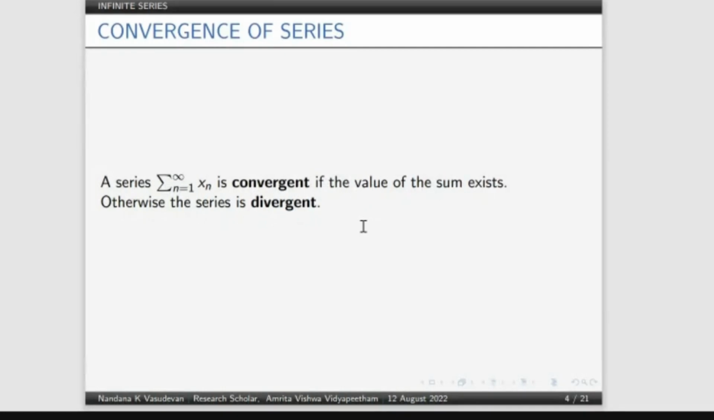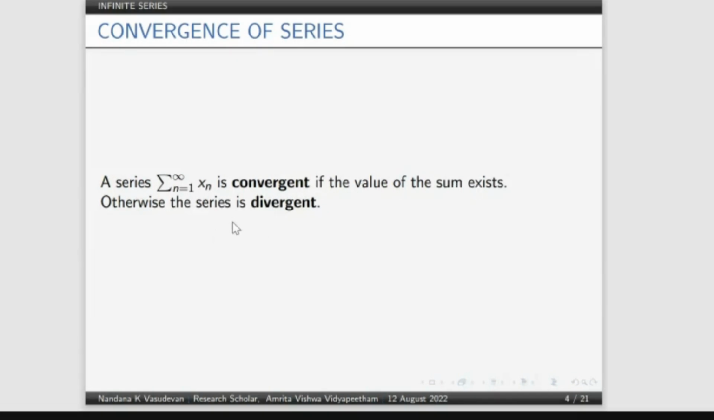So just like we have discussed the convergence of sequences, we'll be discussing the convergence of series, right? So a series summation n equal to 1 to infinity xn is said to be convergent if the value of the sum exists. That is, when we are taking the summation value, it should be a finite value. That is when we say that the series is convergent.